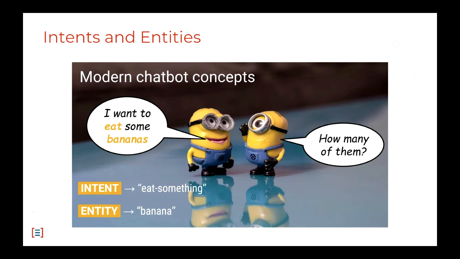And then you can use entities that are parameters inside your intent to just focus on some specification. For example, here it's bananas. So here, if someone said, I want to eat some bananas, you know that it's the eat something intent, and then the entity is banana. And then you can respond. Maybe you can ask your API if you still have bananas, or just ask how many of them do you want if you need the number of bananas.